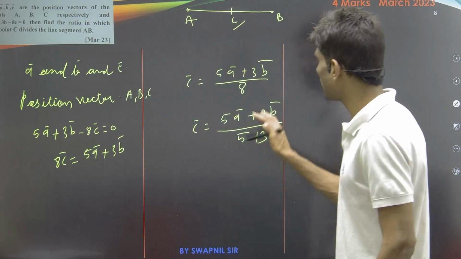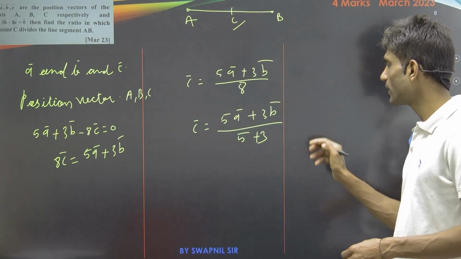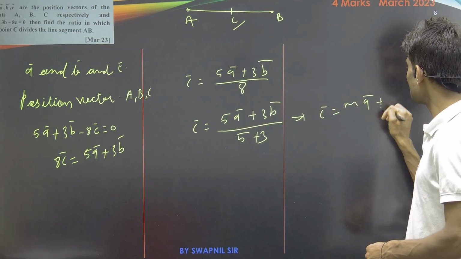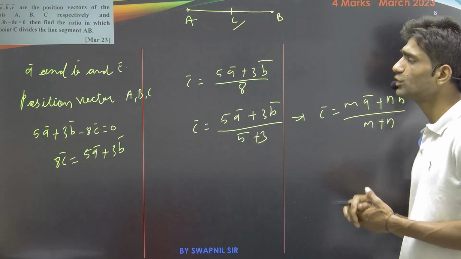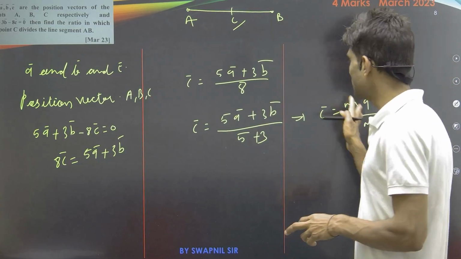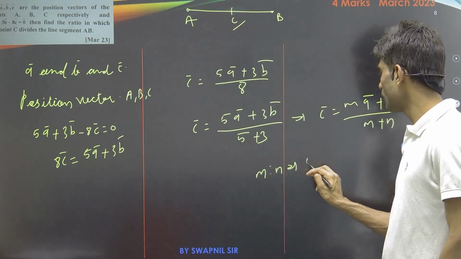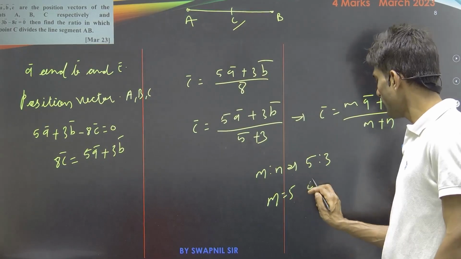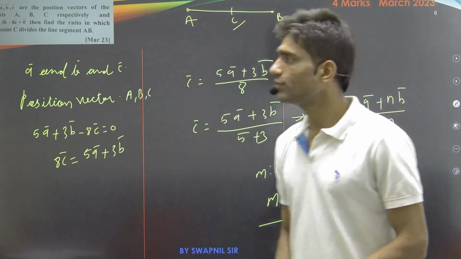Now we can see that we have addition in the numerator and in the denominator. So we can compare C bar as m times A bar plus n times B bar upon m plus n, the section formula for internal division. Now compare both of them, and we get the ratio m to n as 5 to 3. That means the value of m is 5 and the value of n is 3. This is our required answer from the given data.